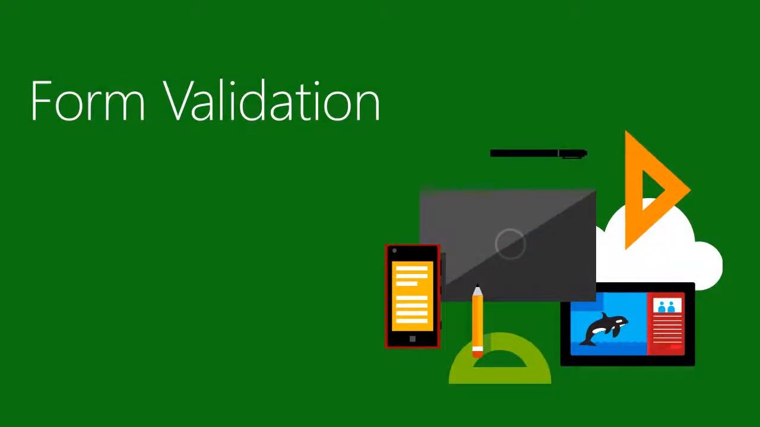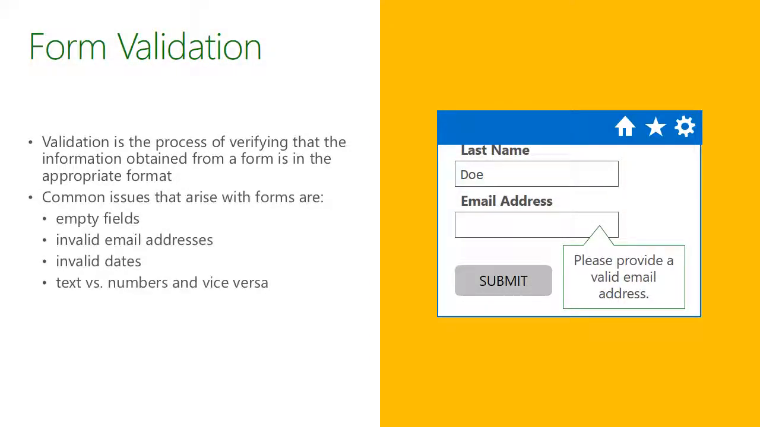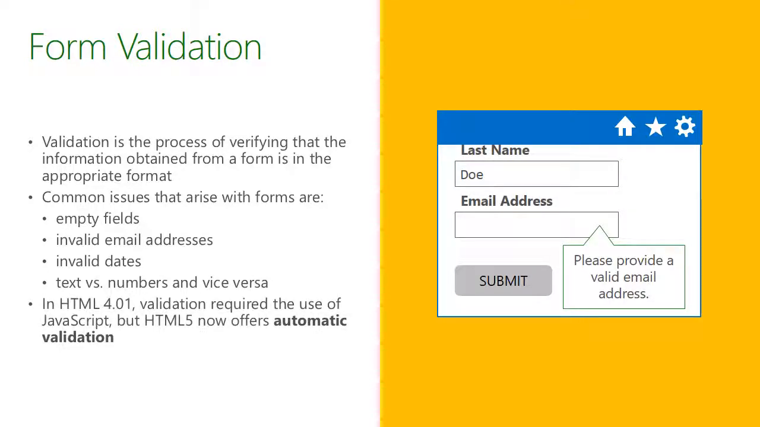Form validation. Validation is the process of verifying that the information obtained from a form is in the appropriate format. Common issues that can arise with forms are empty fields, invalid email addresses, invalid dates, and text versus numbers and vice versa. In HTML4, validation required the use of JavaScript, but in HTML5 there's now automatic validation, which can help speed up the validation process.